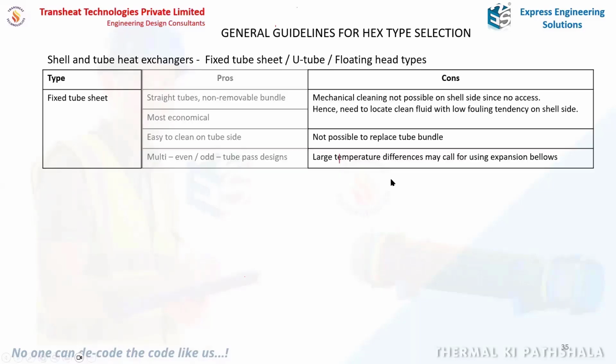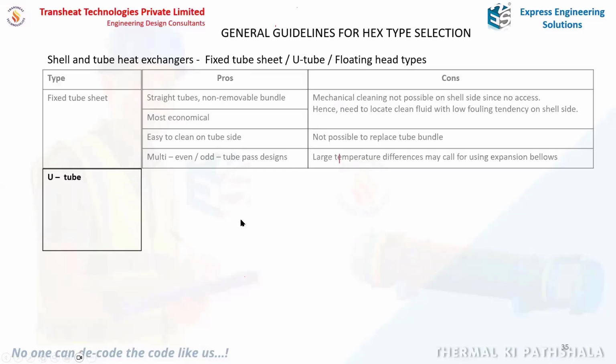The disadvantages: mechanical cleaning is not possible on the shell since there is no access. And this means that you need to locate the fluid with the lesser fouling tendency on the shell side. It's not possible to replace the tube bundle, and large temperature differences can lead to the use of expansion joints.